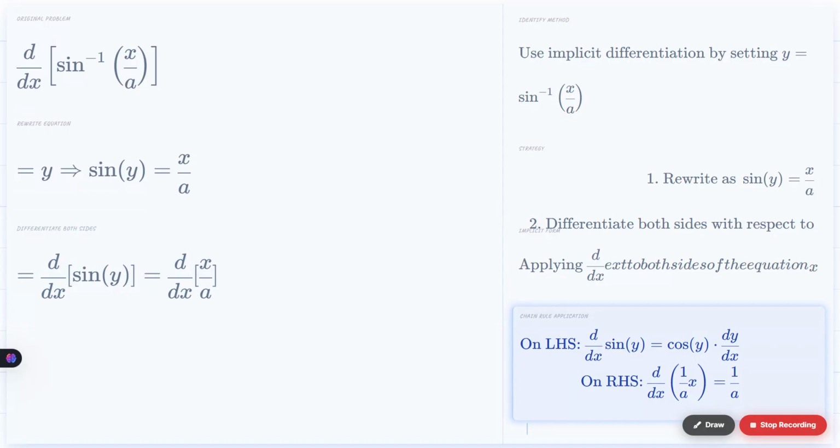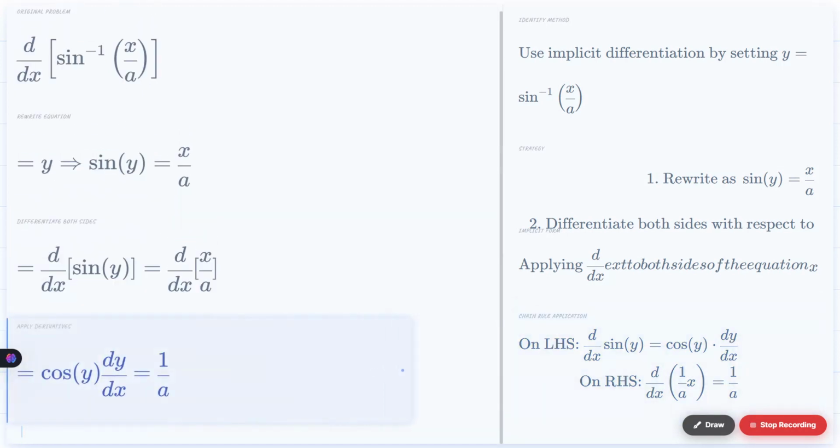We use the chain rule on the left side and find the derivative of the right side. This helps us solve each part separately. The chain rule is used when one thing is inside another thing. We write the result as cosine of y times dy over dx equals 1 divided by a. We do this to show the new math sentence. These are the rules for derivatives of sine and constants.